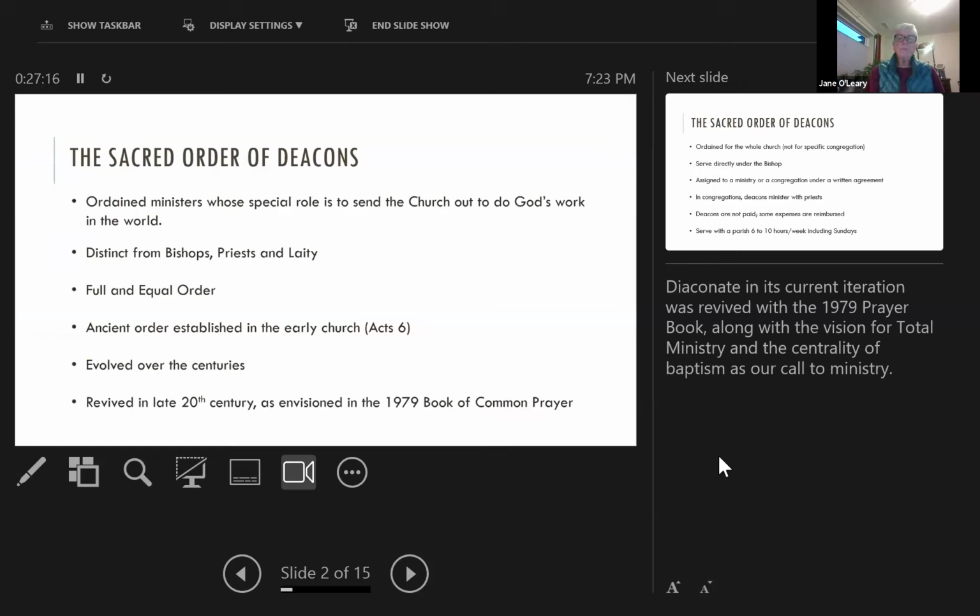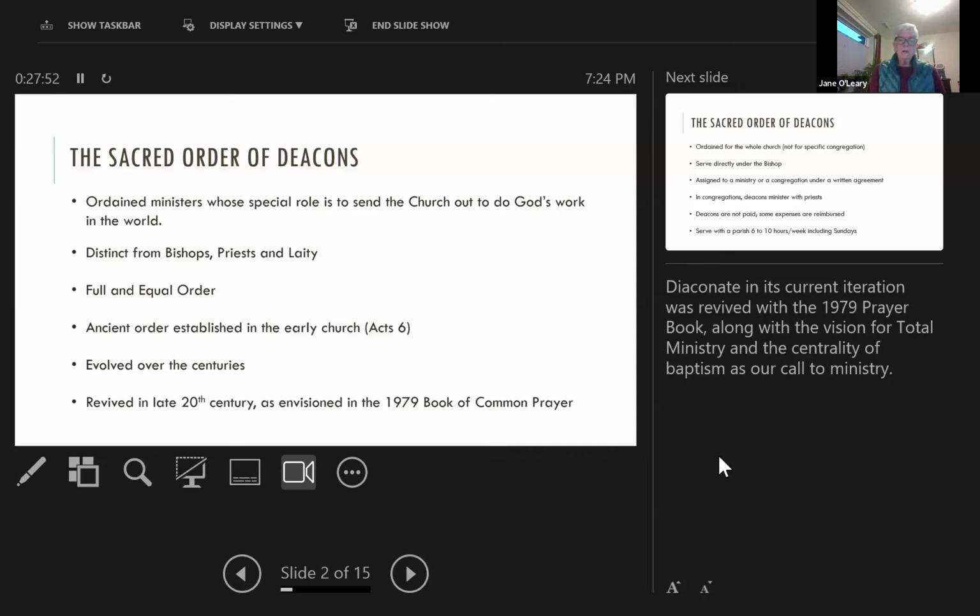Ordained ministers, about sending the church out to do God's work in the world. We're a full and equal order, but distinct from bishops and priests and laity. The deacons are actually the oldest order in the church, established in the early church, and the record of that is in Acts 6, when Stephen and the 7 were chosen.